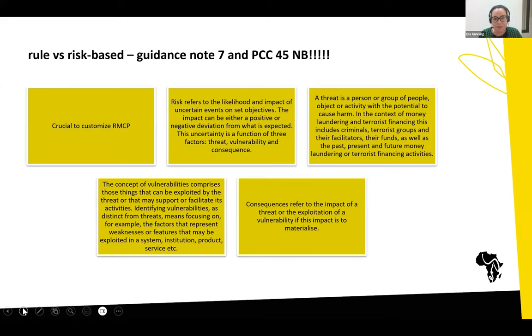As far as the rule versus risk-based approach is concerned, the rule-based approach, which ended in 2017, were those old regulations that said, if I open a bank account, the bank, or I mean, any accountable institution, needed to have sight of a copy of my identity document, they had to get a copy of my tax number, they had to see utility bills and the like. This fell away several years ago and was replaced by the risk-based approach, where you can determine how you are going to verify the identity of the client. But of course, that needs to be set out in your RMCP and based on risk. Read Guidance Note 7 and Public Compliance Communication 45 issued by the FIC. That gives us a lot of practical guidance in this regard.